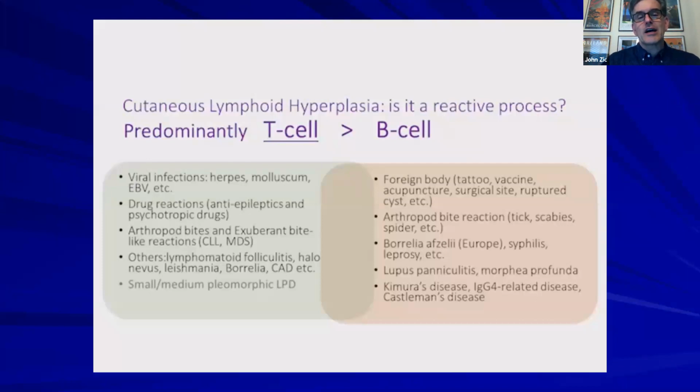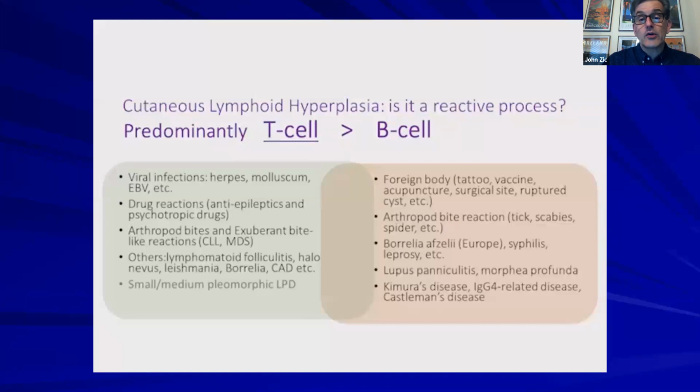And there's many reports of bug bites or arthropod bites triggering this cutaneous lymphoid hyperplasia that under the microscope may mimic a cutaneous T cell or a cutaneous B cell lymphoma. And there are others that are listed here.